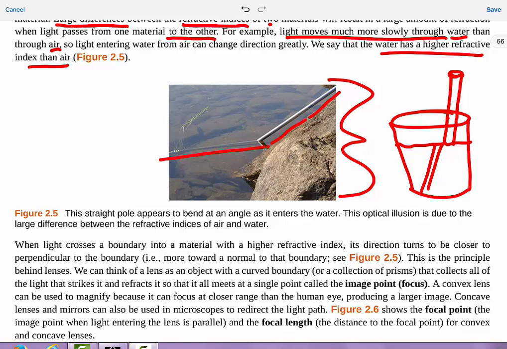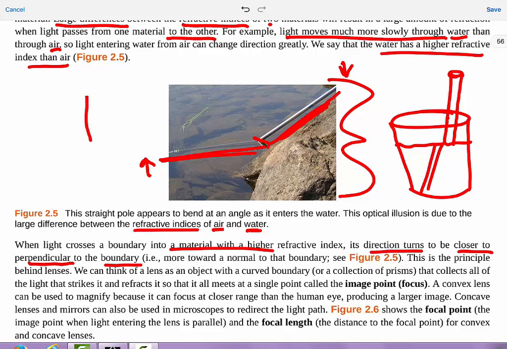And that's due to the large difference between the refractive indices of air, as it's up here, and then water, as it's down here. When light crosses a boundary into a material with a higher refractive index, its direction turns to be closer to perpendicular to the boundary. All right, so when light crosses a boundary, so when we're going from this air into the water here, into a material with a higher refractive index, so water has the higher refractive index compared to air, its direction turns to be closer to perpendicular.